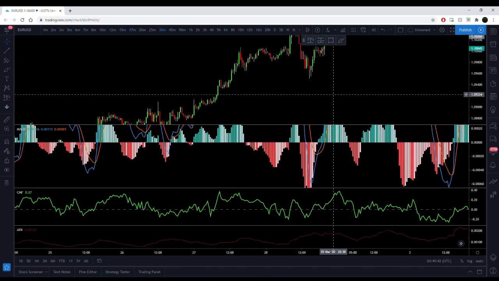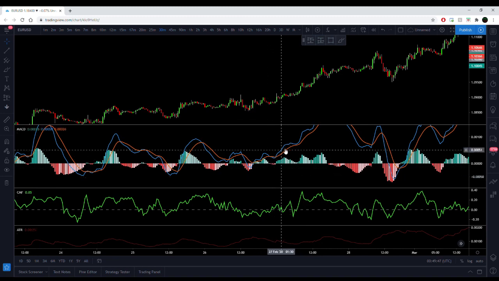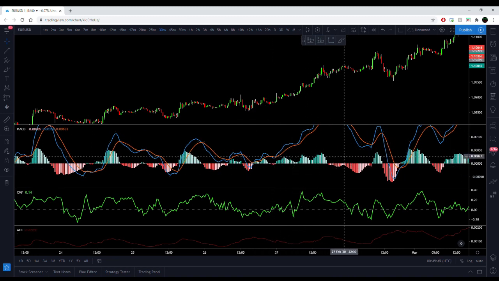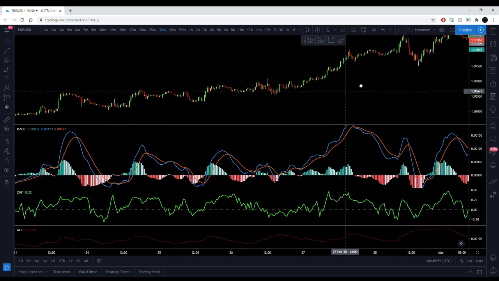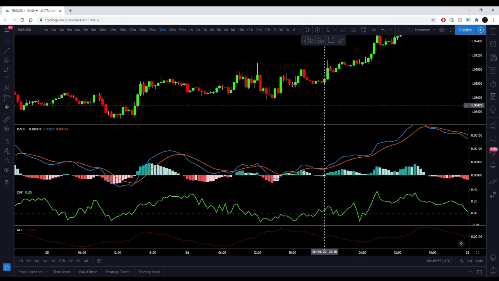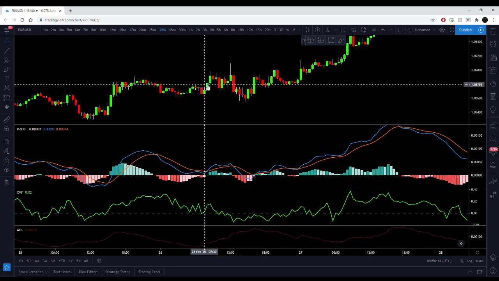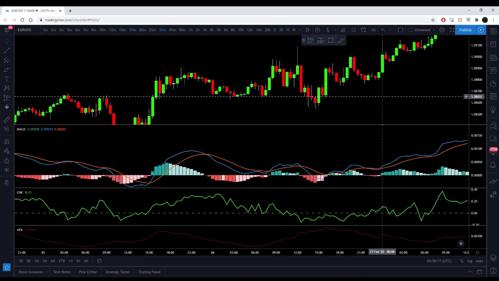I'll find a long setup here. So now that MACD is trending above the 0 line of the histogram, we can look for long signals. So actually we get a long signal over here, multiple long signals. This will be a long signal right here. Since the cross happens above the 0 line of the histogram and Chaikin money flow agrees, this candle right here. Let's see if it gets stopped out.